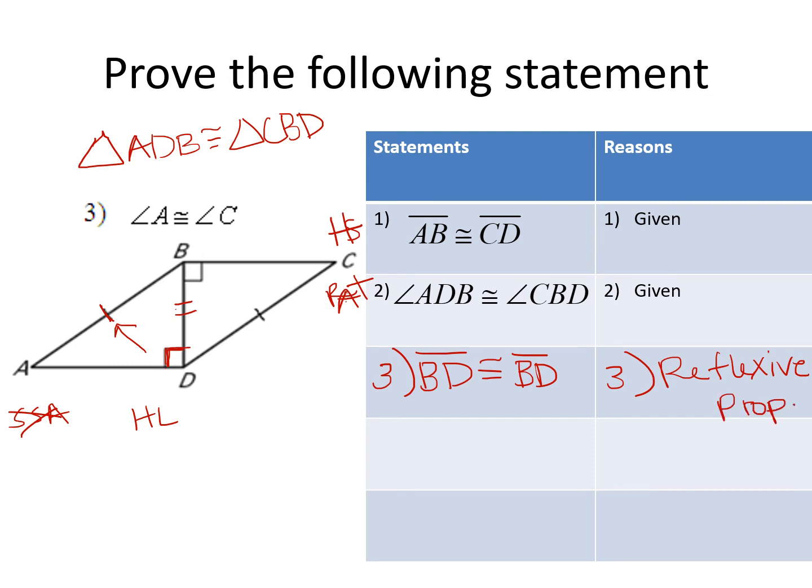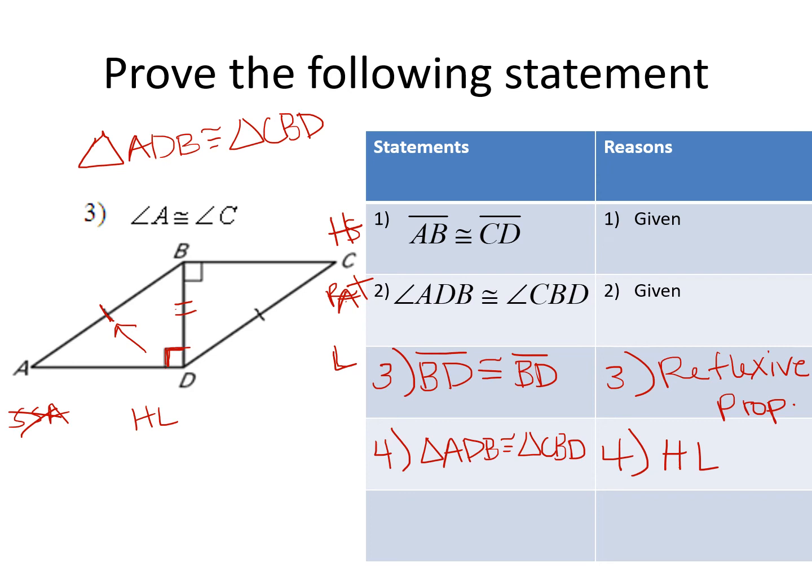So lastly, since I included my L, since I have HL, I've done that all in my proof here. I've shown that I have a hypotenuse congruent, a right angle, and I have a leg congruent. Now I can prove my triangles are congruent. So step number 4 would be that triangle ADB is congruent to triangle CBD. And again, my reason for this would be the congruence theorem HL. So now again, since I proved that my triangles are congruent, I've proved they're congruent by HL.